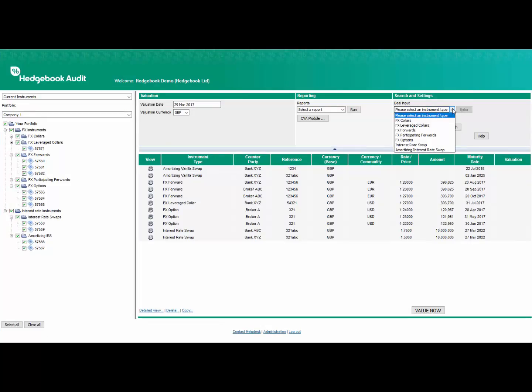Hedgebook Audit can capture and value the most commonly used financial instruments such as FX forwards, FX options, interest rate swaps, including amortizing interest rate swaps, as well as FX option structures.